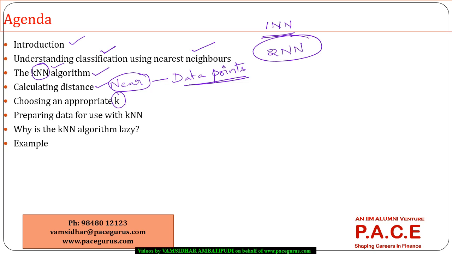Now, what is an appropriate k to choose? Should I choose 1, 2, 3, 10, n? What is an appropriate k as a part of that KNN algorithm? How should I really plan myself to choose an appropriate value for k? And then, looking at the data I have, what are the various initial settings I need to apply to that data so that I can comfortably execute a KNN algorithm on it?